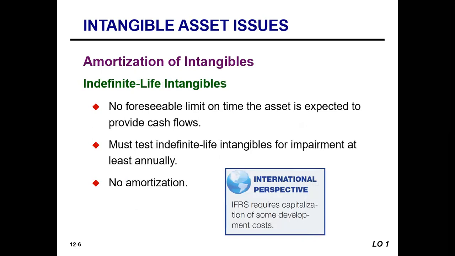Indefinite life intangibles, again, things like the Nike swoosh, for example, have no foreseeable limit on the time the asset is expected to provide cash flows. We must test indefinite life intangibles for impairment at least annually. We do not amortize these, again, because we cannot reasonably estimate the useful life in periods, right? That's a similar concept to land. We don't depreciate land because we can't reasonably estimate how long the land will last us, right?